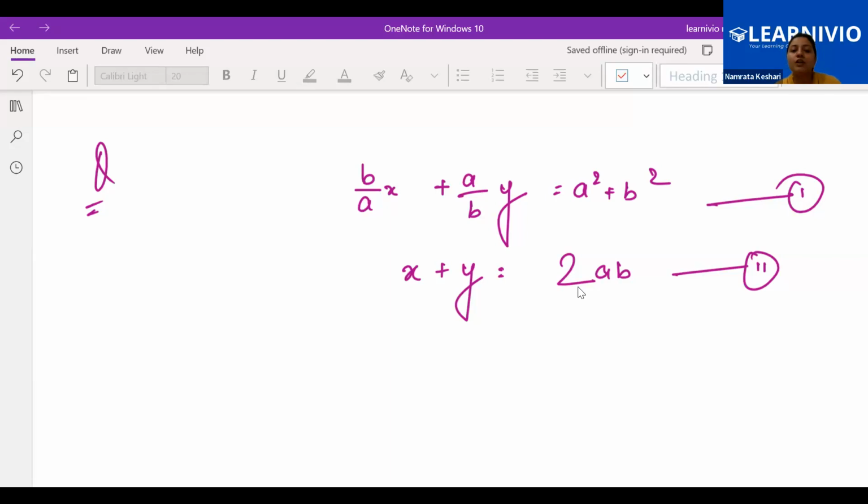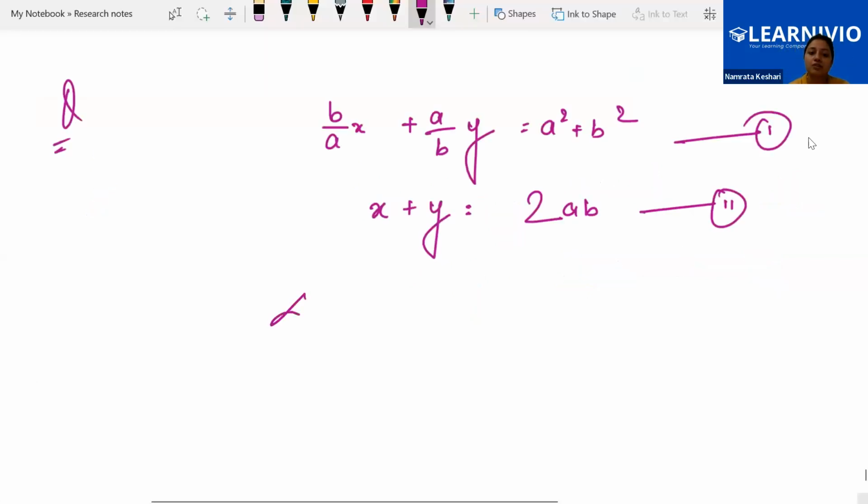Our choice. Whatever feels convenient to you, just by looking at this pair of linear equation, if you are thinking that substitution method will work over here, please go for it. Or if you are thinking elimination method will work over here easily, then go for it. Okay, so just the instruction is solve the given pair of linear equation. Solve it.